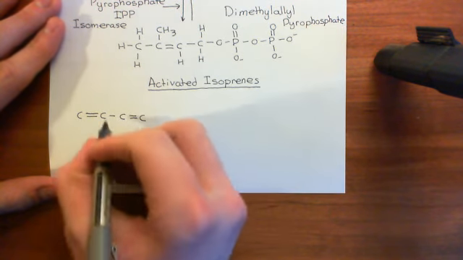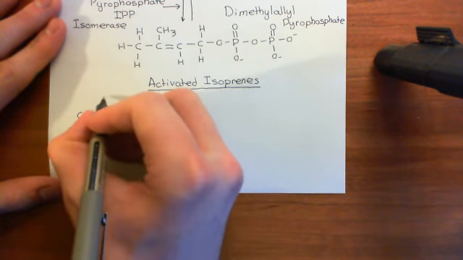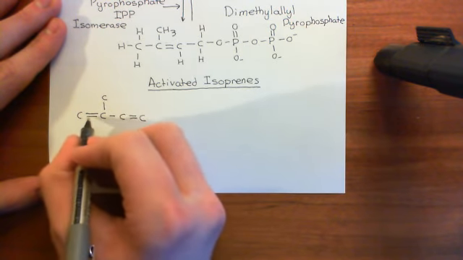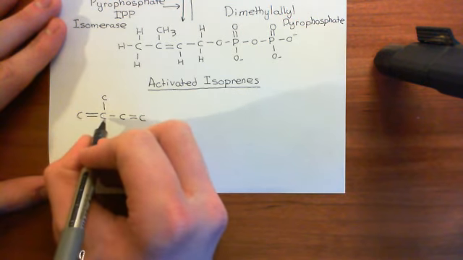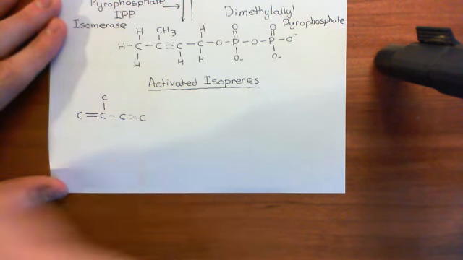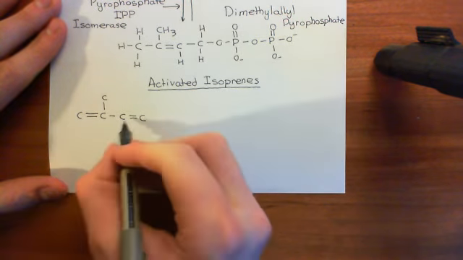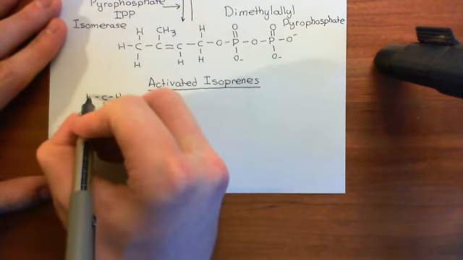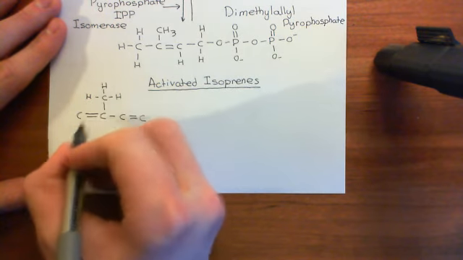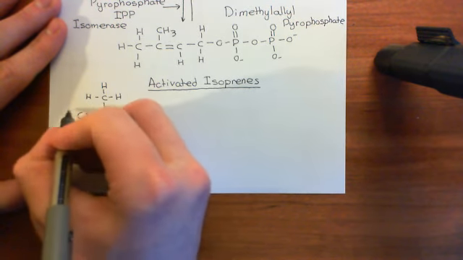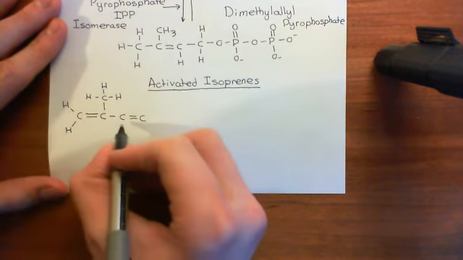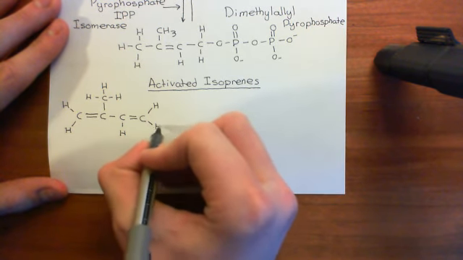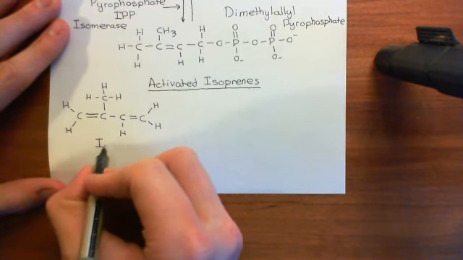Okay, so basically, isoprene consists of a main 4-carbon structure, where you have a double bond between the first and second carbon, and a double bond between the third and fourth carbon, and then you've got a methyl group coming off the second carbon here, like so. Okay, and then just saturate everything else with hydrogen. So you'll have a hydrogen there, a hydrogen there, a hydrogen there, and a hydrogen there. This is an isoprene molecule.